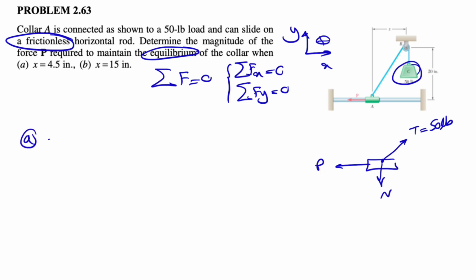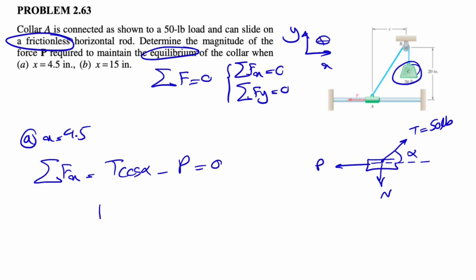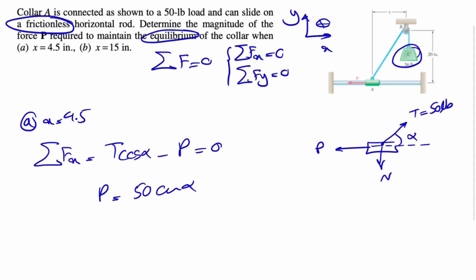Let's go with part A where our x is 4.5. And we can call this angle here alpha. So if we start with the sum of all forces in the x direction, we have T cosine alpha minus P equal to 0, or our P in here is T cosine alpha, 50 times cosine alpha. And all we need to do in here is just find the alpha. But since we have all the dimensions in the question, it's pretty easy to find the alpha.